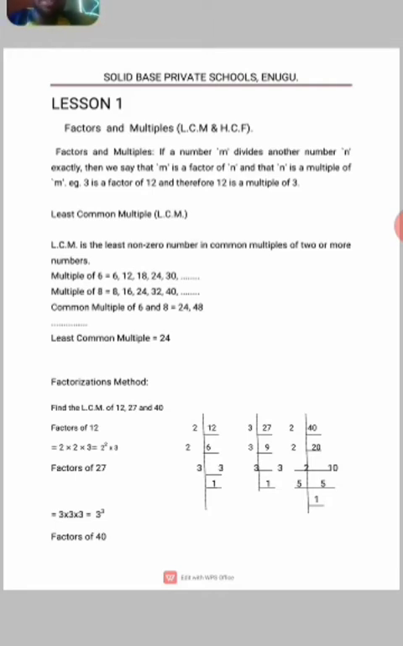So we move to 40. The least prime number that can divide through 40 is 2. 40 divided by 2 is 20. 20 divided by 2 is 10. 10 divided by 2 is 5. And 5 divided by 5 is 1.